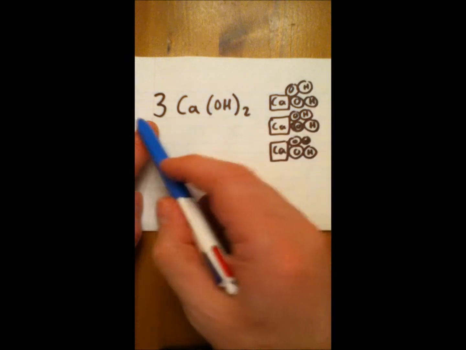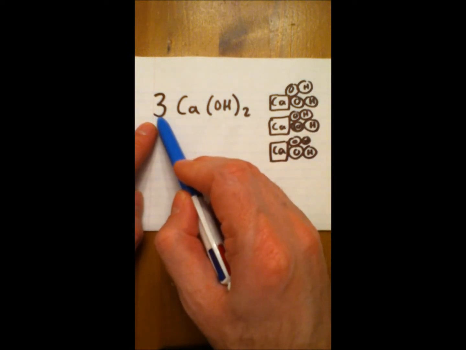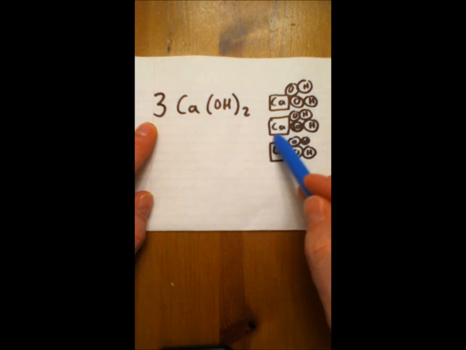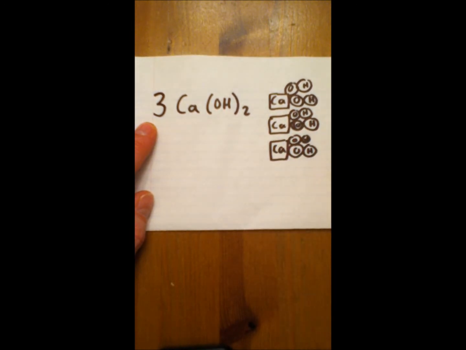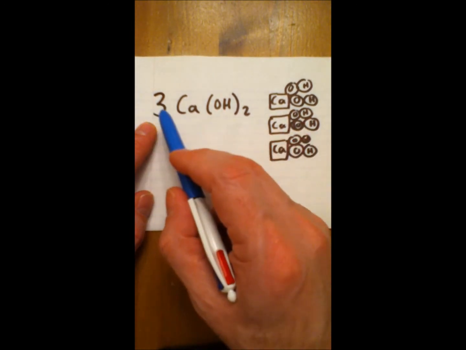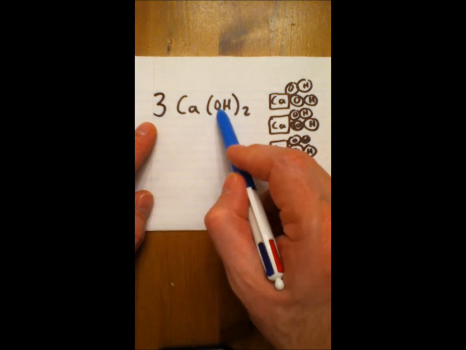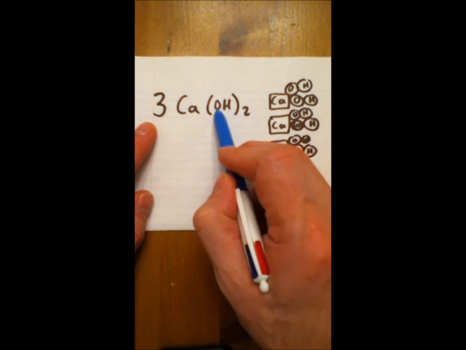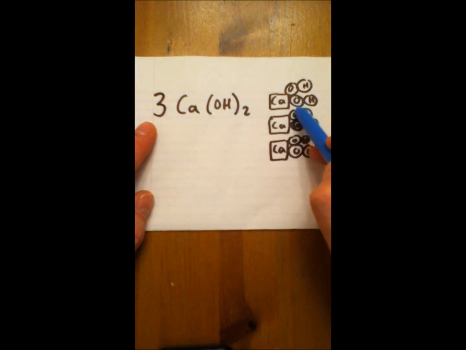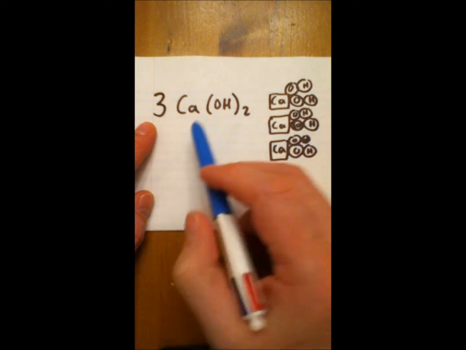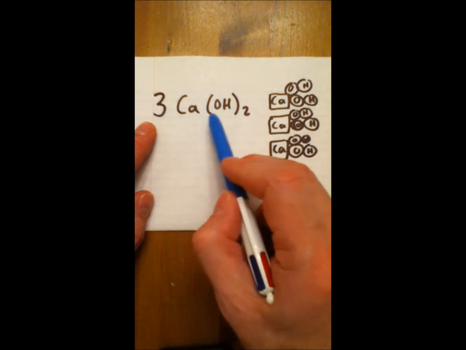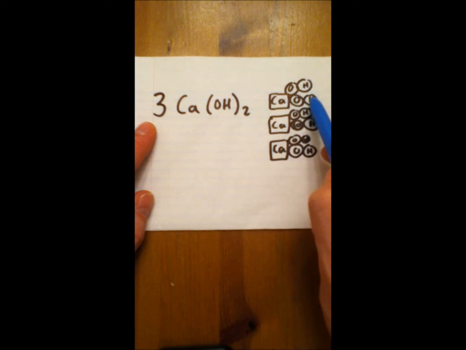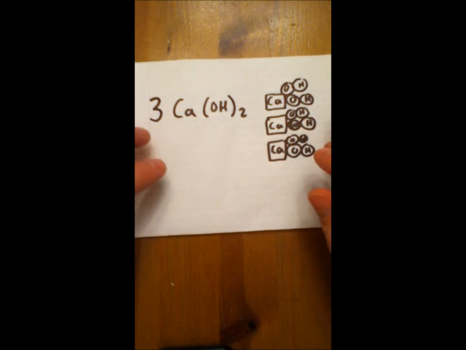But you notice that we have the 3 coefficient there. So we have 3 of these molecules. So we want to figure out the total number of atoms. We just do some multiplication. So let's say we want to figure out the number of oxygens. Well, 3 times the 2 here gives us 6. 1, 2, 3, 4, 5, 6. How many hydrogens? 3 times the hydrogens, which we have 2 of for every molecule. 1, 2, 3, 4, 5, 6.